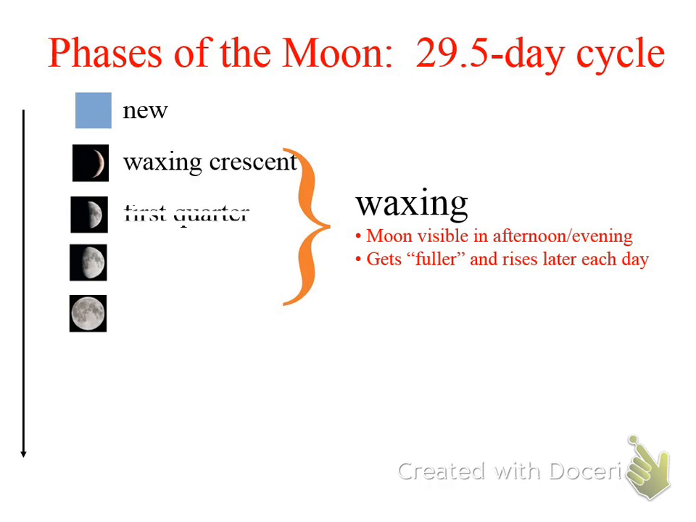Then when we get after first quarter, on my way to full, we call that a gibbous. So if you're seeing more than half of the moon, but not the full moon, then that's a gibbous. So that would be a waxing gibbous because it's getting larger on its way.